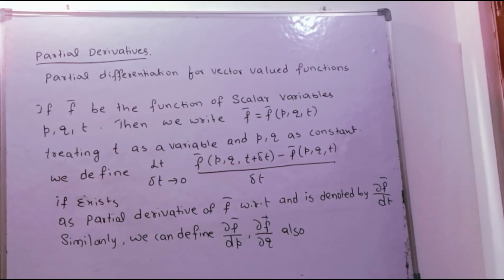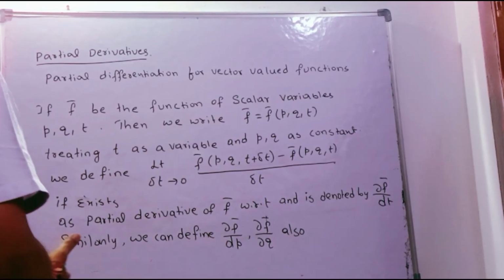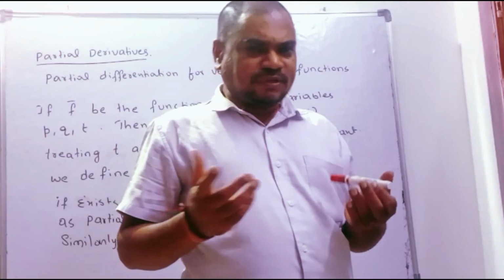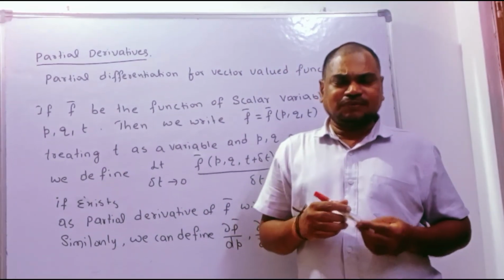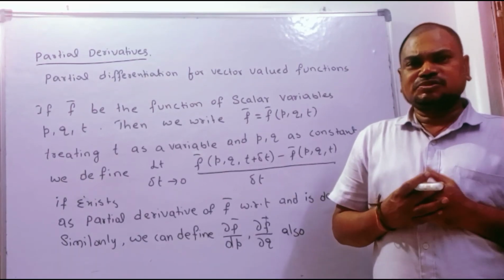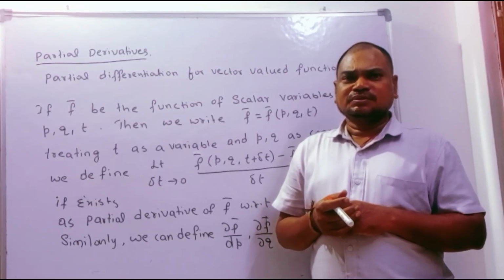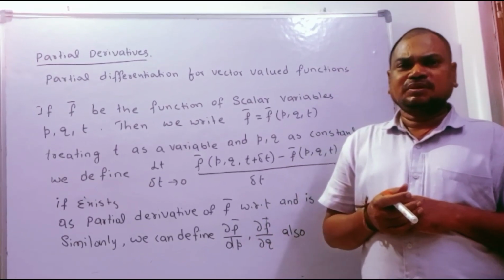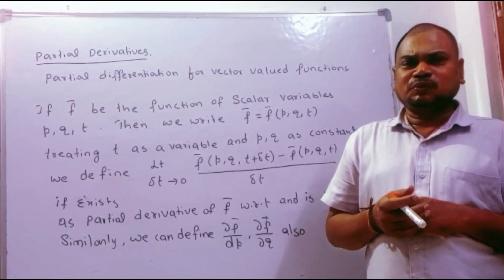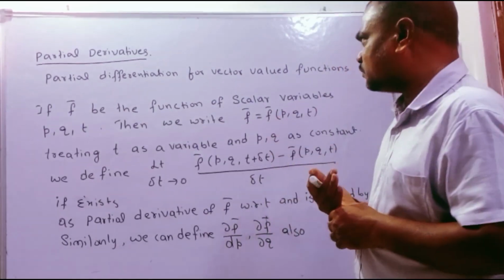Here we define partial derivative. The derivative of the function is completed. So in partial derivative, there is more than one variable. The function is defined with more than one variable.